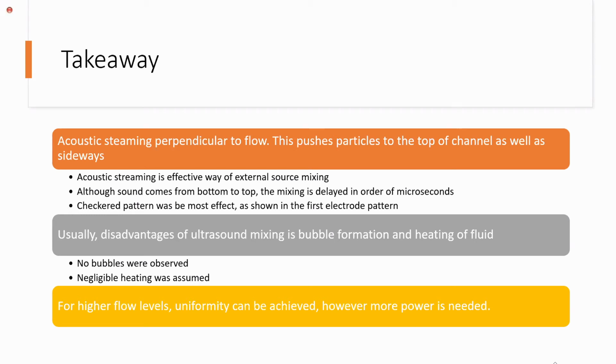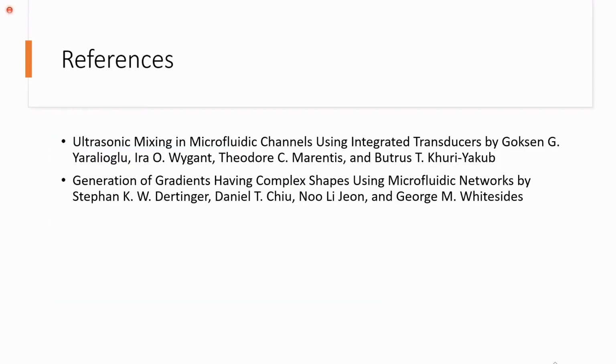And then also, as I said, at around 50 microliters per minute, the uniformity degraded. To account for a higher flow rate, they would have needed more power to have the same amount of, quote unquote, uniformity. Yeah, and that mostly is it for my presentation. Do you guys have any questions?